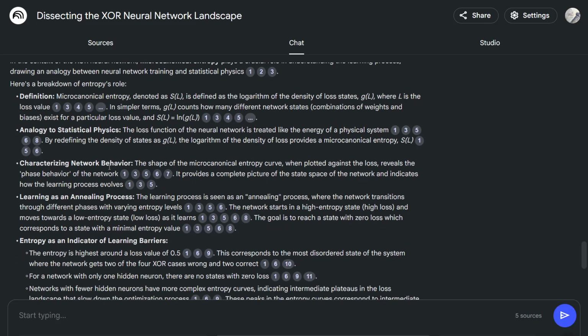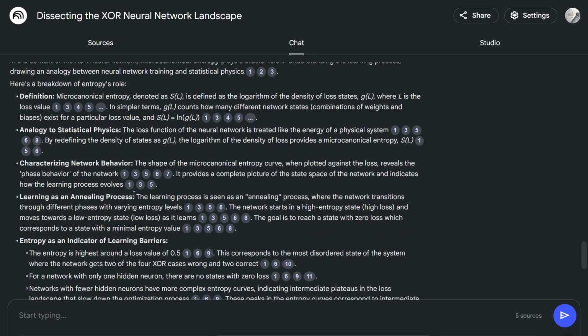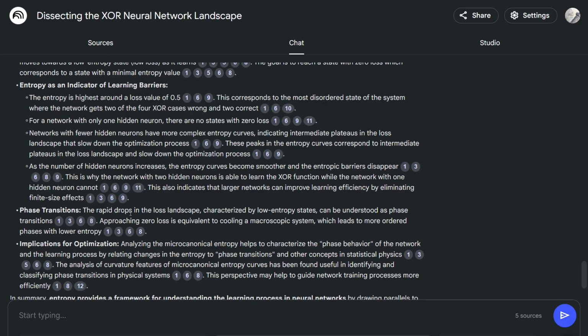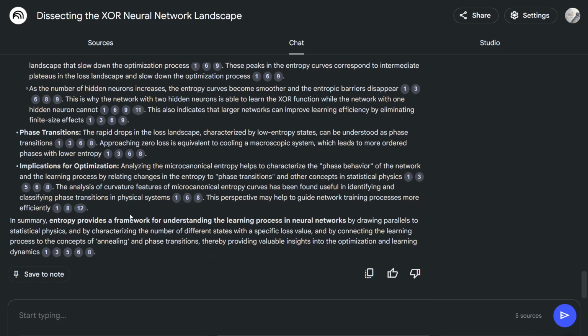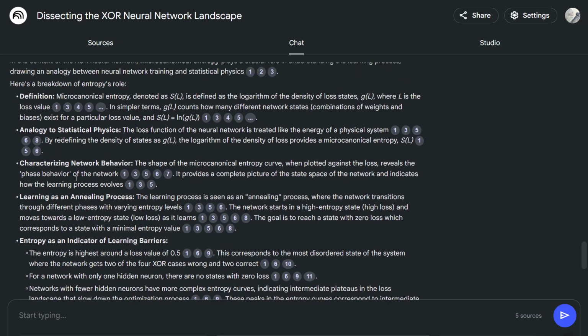Welcome back to the deep dive. We've been on quite a journey through this surprisingly complex world of a tiny neural network learning to solve the XOR gate. Right. We've gone through this whole loss landscape, those tricky barriers and plateaus, and even used entropy to understand how the network learns. And now the big question: how does changing the number of hidden neurons in the network affect this whole learning process? It's a really good question, and it gets to the core of how we design neural networks.